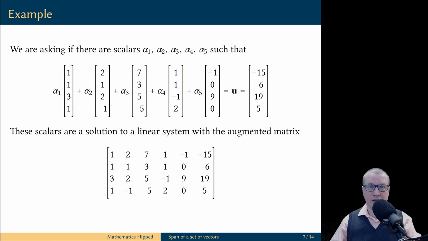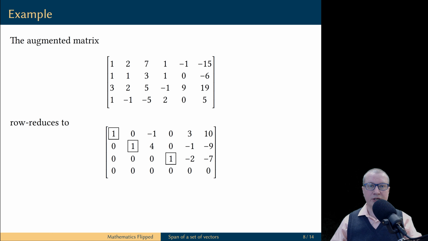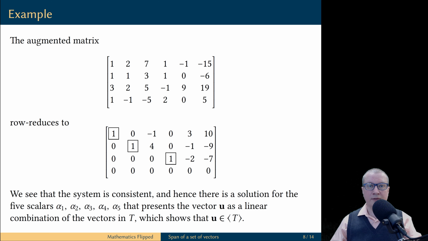The way I constructed this augmented matrix is as follows. I used the column vectors from the set T as columns in the coefficient matrix and the given vector u as a vector of constants. To solve the linear system represented by this augmented matrix, we of course reduce this matrix using the Gauss-Jordan elimination algorithm. And we see that the linear system is consistent because the last column is not a pivot column.